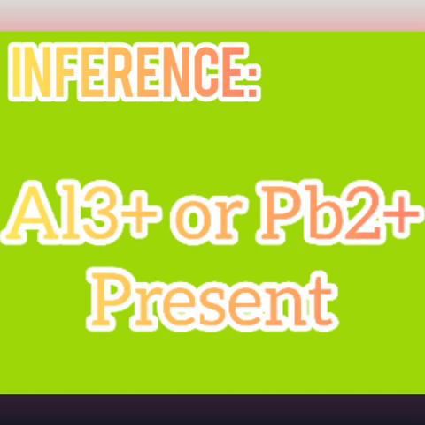The reason why zinc is not here is considering the fact that zinc would be dissolved. So if the white precipitate dissolved, that means zinc will be present, but since it didn't dissolve, we can't add zinc there, and so your inference is aluminium or lead present.